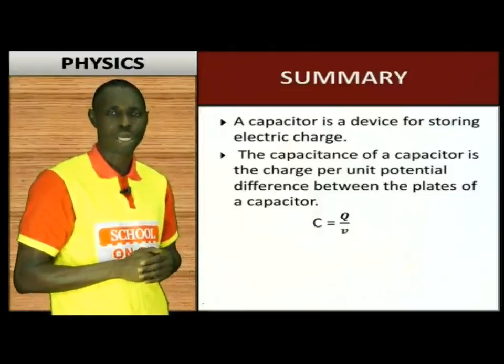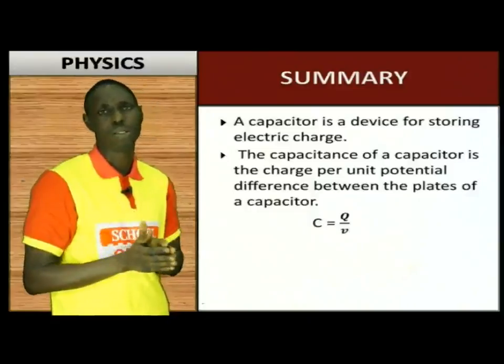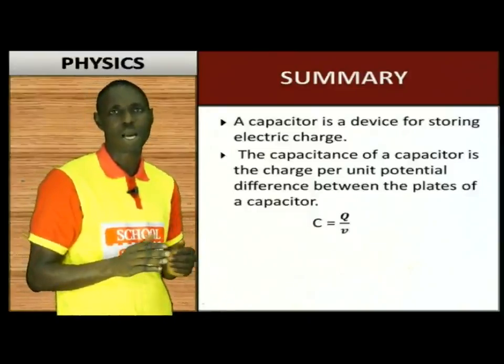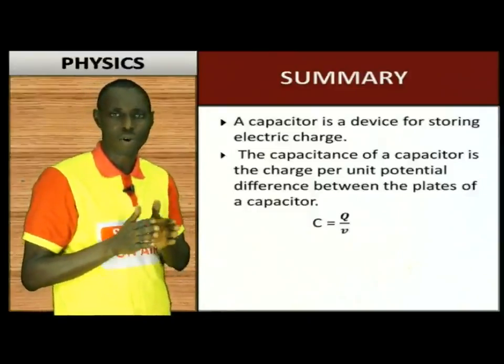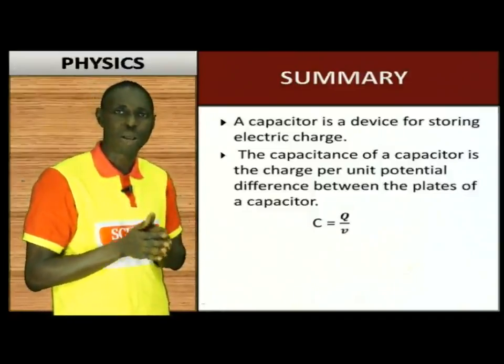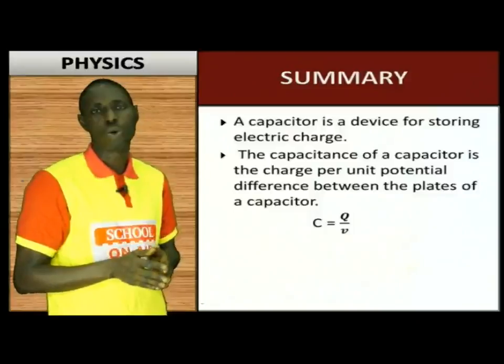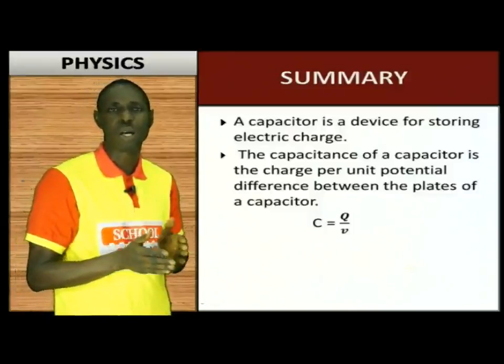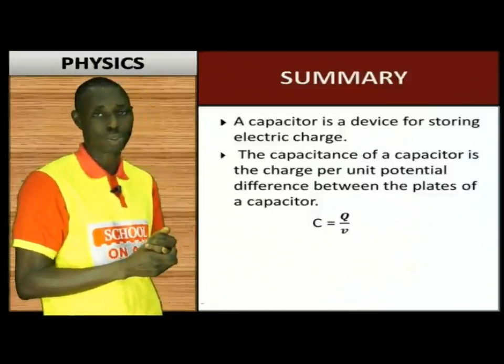And I told you also that between those two plates, the positively charged plate and negatively charged plate, we have a space and a distance between them. And that distance is always occupied by an insulator. And that insulator is made of a material called dielectric substance.